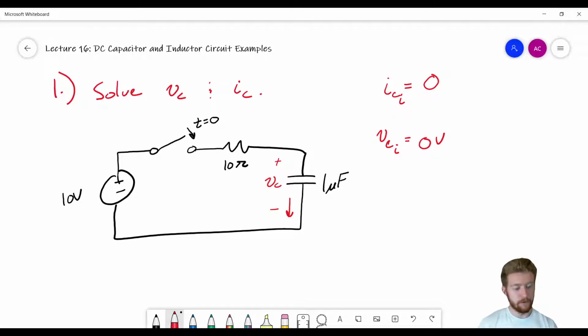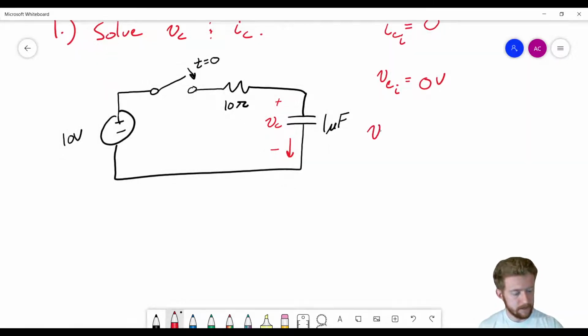Okay. So now this is a problem that we've dealt with before in some of the previous videos. This is charging up the capacitor. So we know the formula for charging up a capacitor, and that's going to be VC is equal to the supply voltage, Vs, open parentheses, 1 minus e to the negative t over tau. And this is for t greater than or equal to 0.